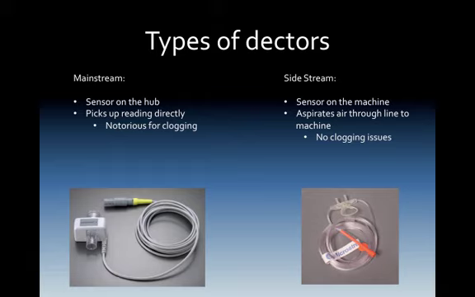Types of detectors. There are 2 types out there. There are mainstream and side stream. Mainstream, sensor on the hub, picks up a reading directly, and they're kind of notorious for clogging. A side stream, sensor on the machine, aspirates air through a line on the machine, and there's generally no clogging issues with this. However, vomit can come out of the tube and can clog even a side stream. So just be aware of that. You may have to actually change even these devices here.